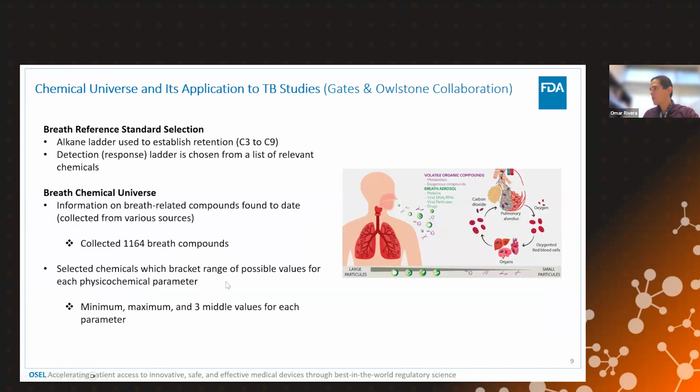So how does this all relate to what we're doing with our Gates and Owlstone collaboration? With the concepts I've described so far, our intention with our ongoing efforts is to apply these to the development of a chemical universe and its applications to TB studies. To determine the breath reference standard selection, we plan on using an alkane ladder that's built in-house, and a detection response ladder chosen from a list of relevant chemical standards that we've selected in our laboratory. For the construction of our breath chemical universe, we've gathered a lot of information from a variety of sources. We chose all those chemicals with a range of possible values for each physical-chemical parameter, within a bracket of minimum, maximum, and three medial values for each parameter.